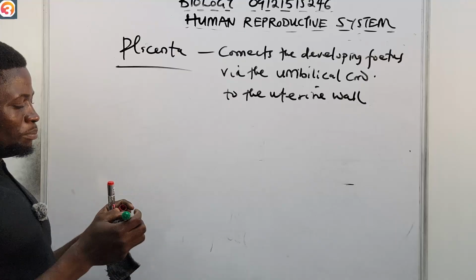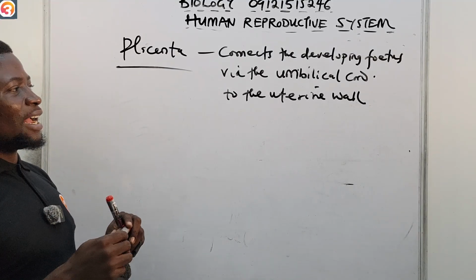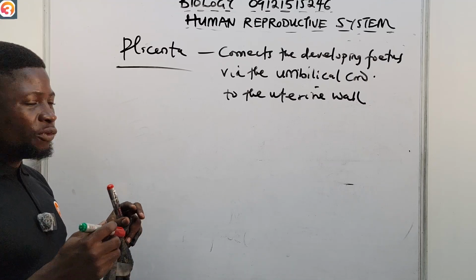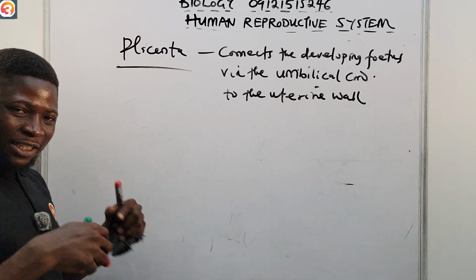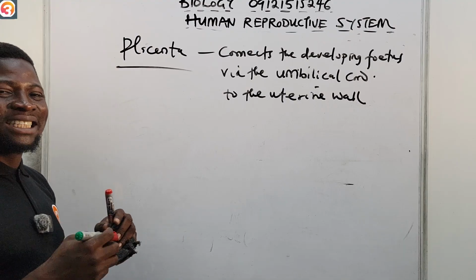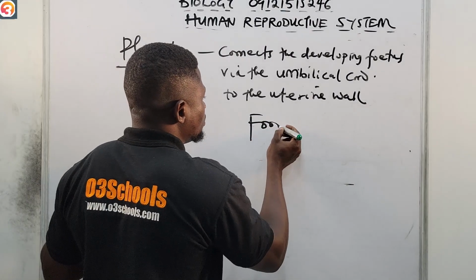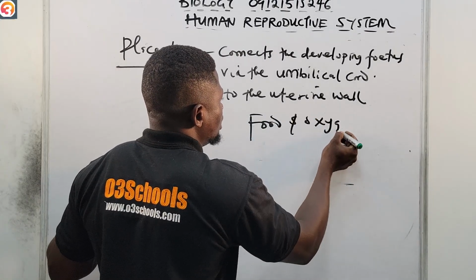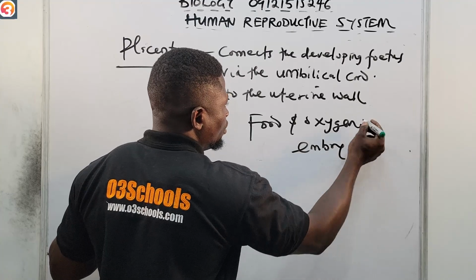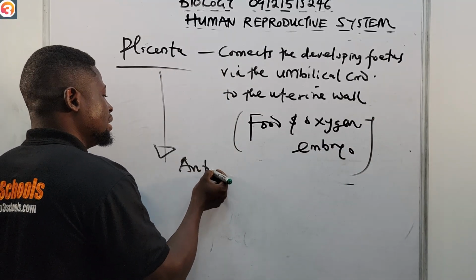Okay, so that is what the placenta does. It connects the developing fetus via the umbilical cord to the uterine wall. It is the organ through which food and oxygen is transported to the embryo, and it also helps to produce antibodies.